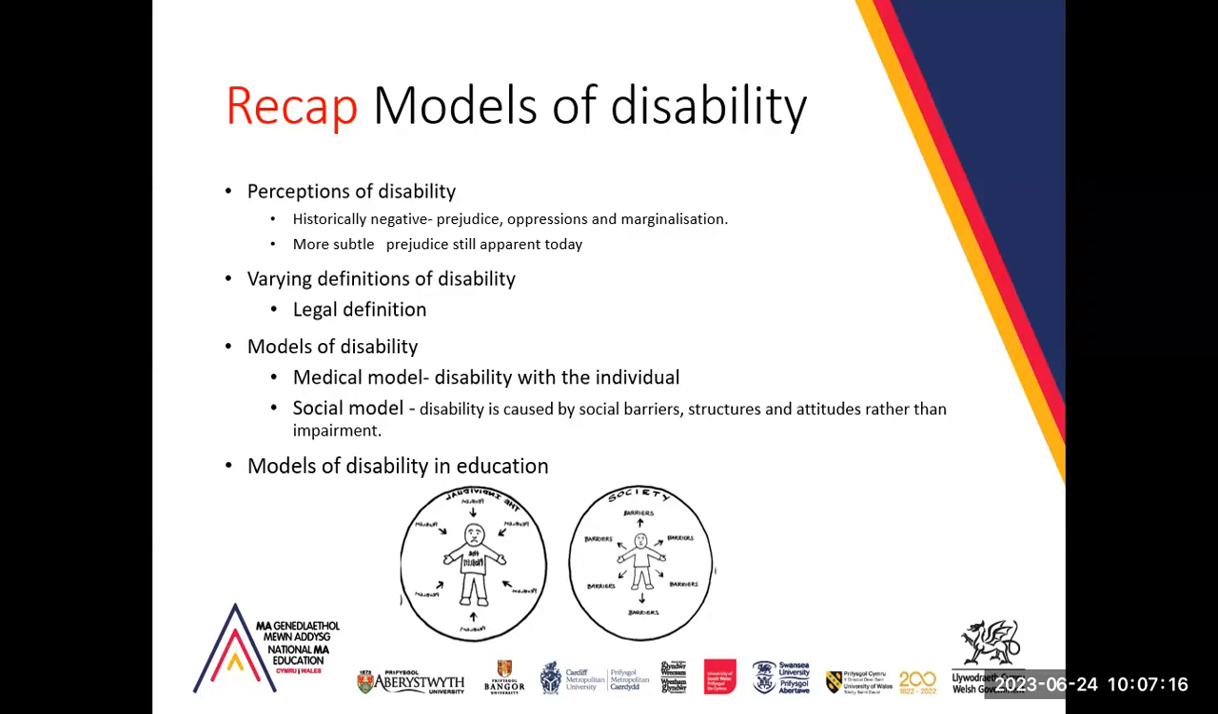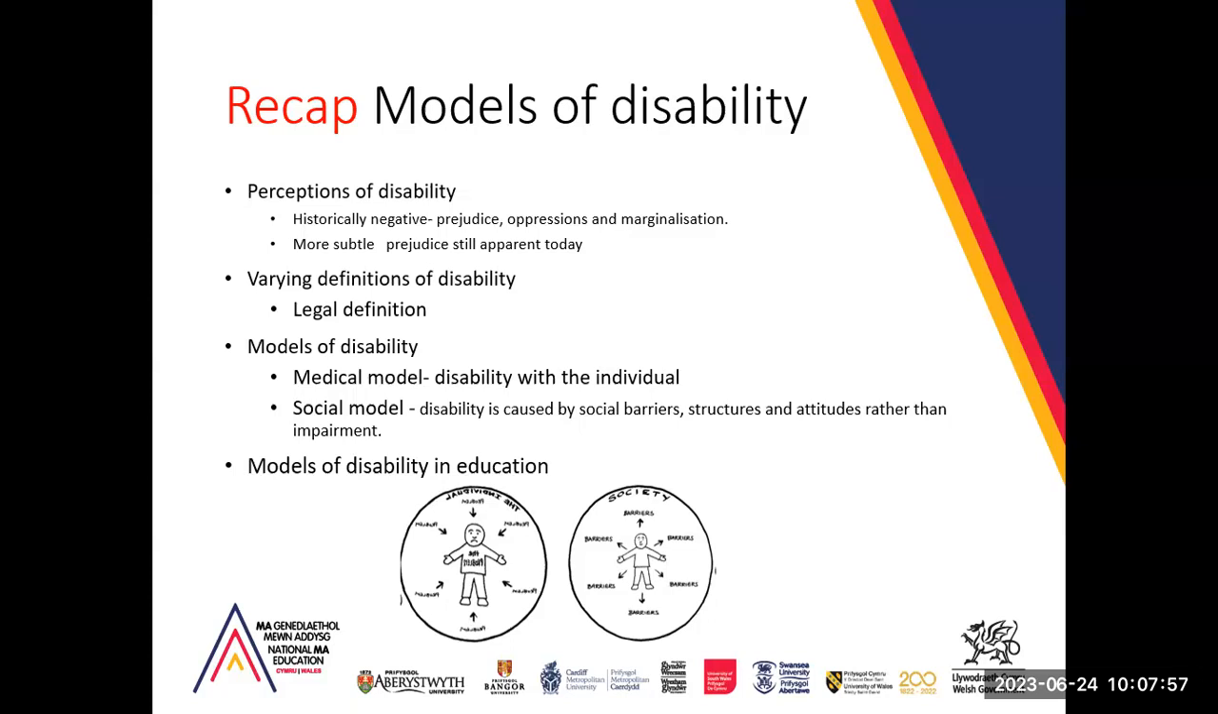In response to the medical model of disability, then, the social model of disability was developed. This was developed by a group of disabled activists who wanted to change the way we think about disability and also wanted to empower disabled people as well. The social model of disability then argued, or framed disability as being caused by barriers within the environment, whether this be social barriers, attitudinal barriers, structural barriers, political barriers. So it said that disability is caused by barriers within the environment.